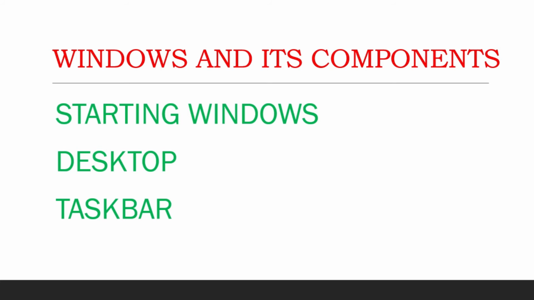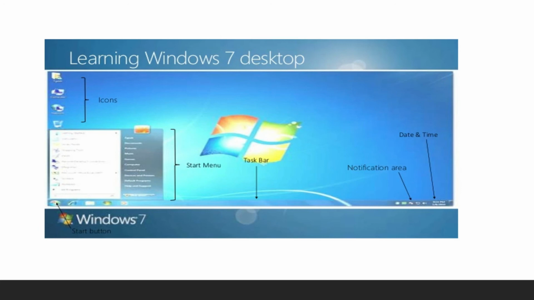Windows has two very important components. One is the desktop, another is the taskbar. This is the Windows 7 desktop. You can see the different parts labeled here: the icons, the start menu, the taskbar, the notification area, and the date and time. These are mostly shown on most desktops. The appearance of the desktop may change in different versions of Windows, but this is the starting, introductory screen of any Windows, which is known as the desktop.